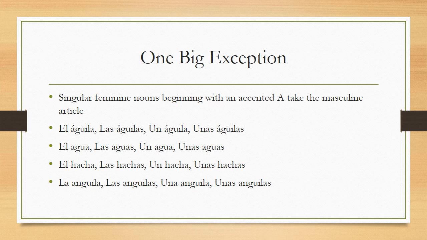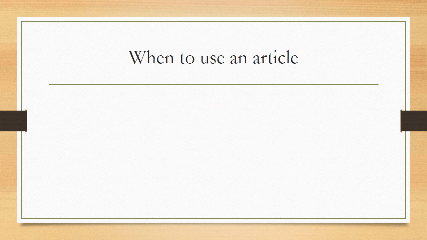So it's just a little trick that trips people up sometimes: whenever the first syllable begins with an A sound and it's stressed, then you have to switch la to el and una to un. Alright, so I know it's something that you see only every once in a while, but it can really trip you up, so remember that.